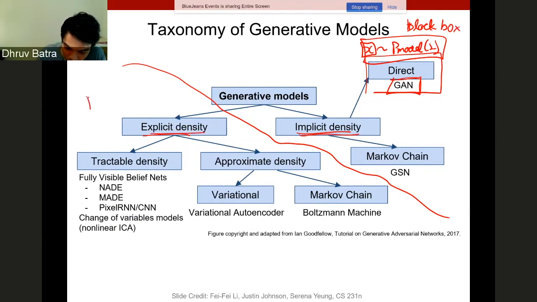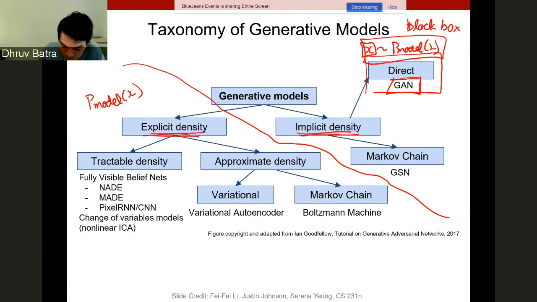Explicit density models also give you access to a P model of X. They give you this artifact, or this API, back so that you can then bring your own data set and compute log likelihoods over your data set. And this is one of the reasons why evaluation of GANs is so challenging, because we cannot compute log likelihoods of data sets.